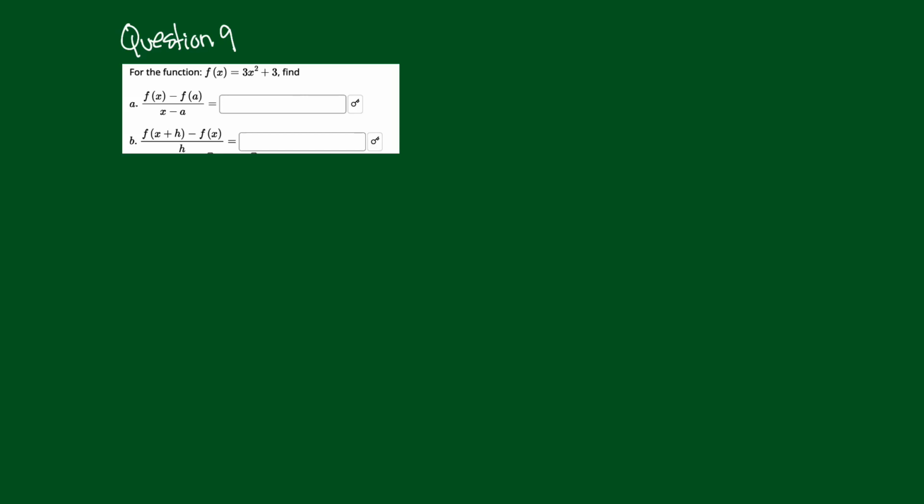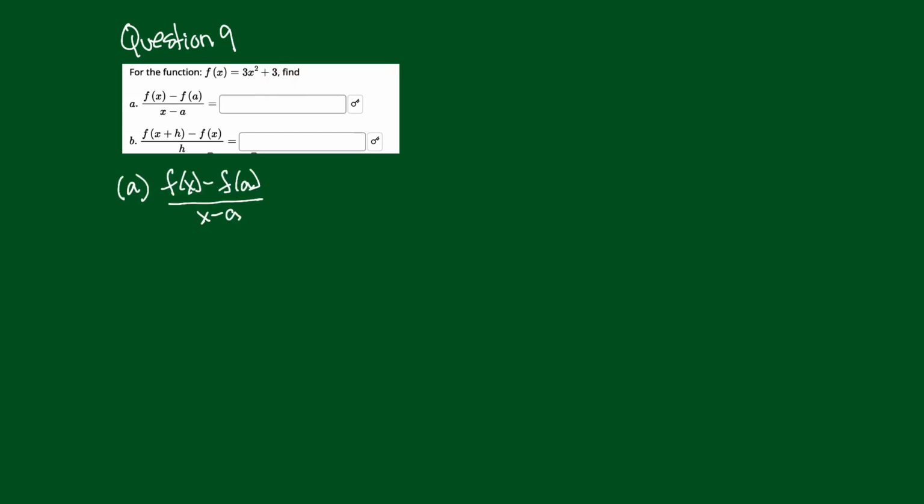Our last function in 8 was just that f of x was negative x. Now we've got this quadratic. F of x is 3x squared plus 3. That is, here's what f tells me to do. Whatever I put in, I square it, multiply by 3, and then I just add 3 to that result. So let's take a look first at part A.